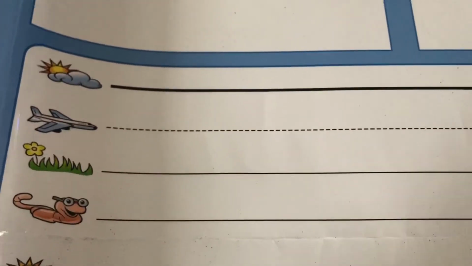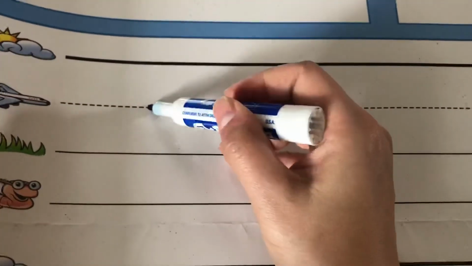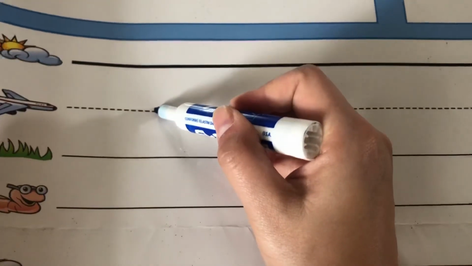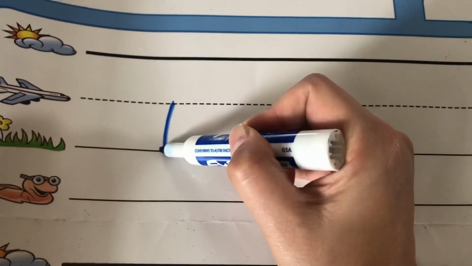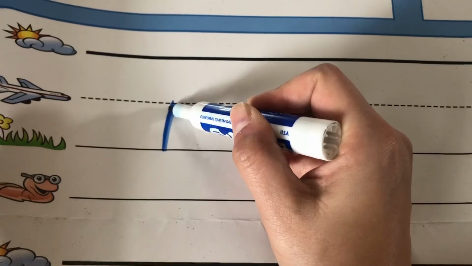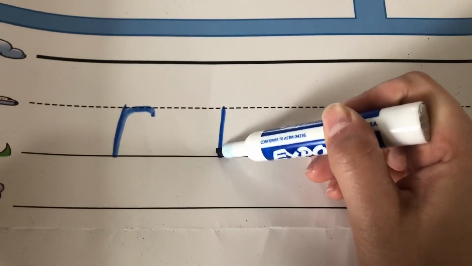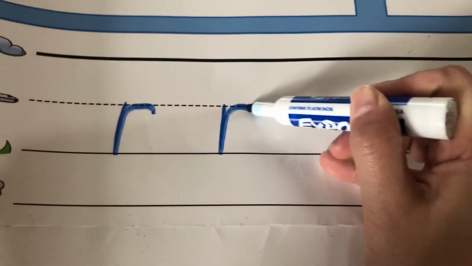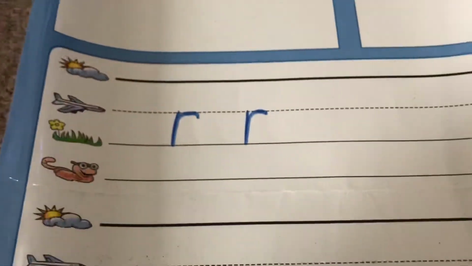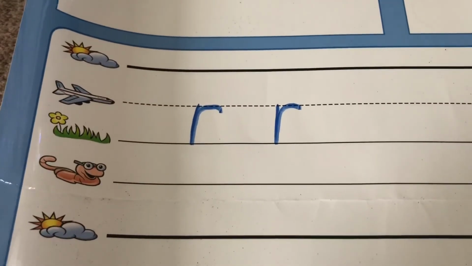Our last letter is letter R. We start at the plane line because it is a plain line letter, going down to the grass line, trace back up to the plane line and curve. Starting at the plane line, going down to the grass line, tracing up the plane line and curve. R, rat.